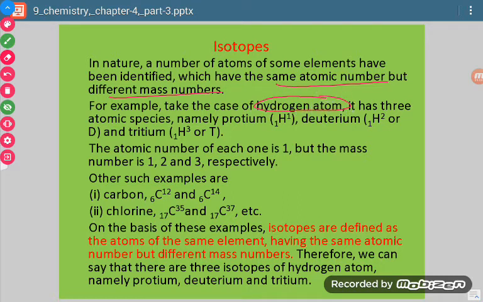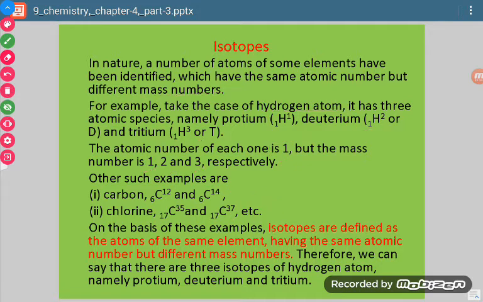For example, let us take the case of the hydrogen atom. It has three atomic species. First is H-1 with mass number 1, which is called protium. Another is H-2, which is called deuterium, and the third is tritium, which is H-3. If we compare these three, the atomic number of each one is 1 and the mass numbers are 1, 2, 3. There are a few more examples. Carbon exists as C-12 or C-14. Chlorine exists as Cl-35 and Cl-37.